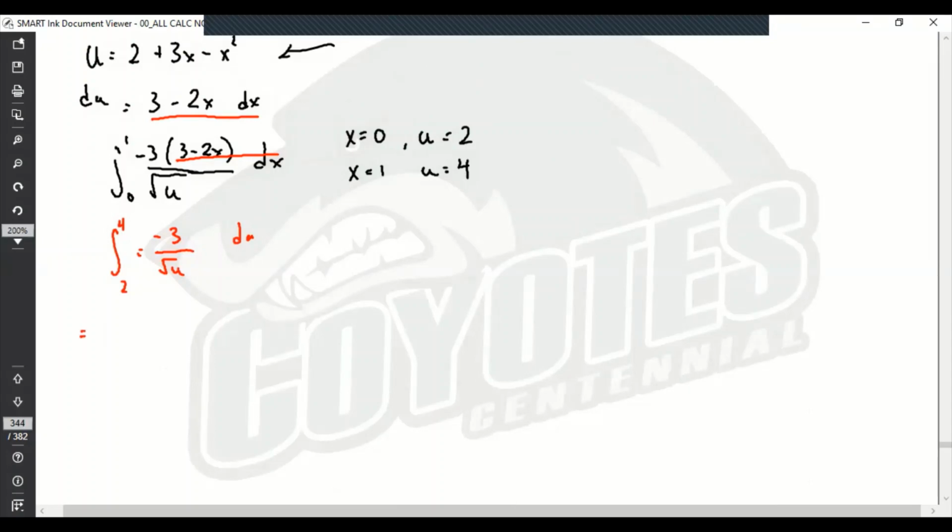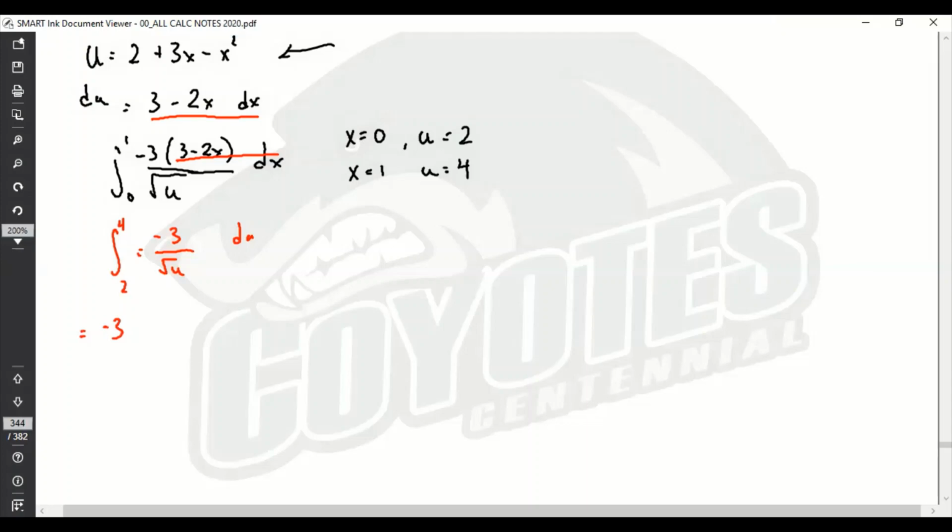So this ends up being equal to -3. This is u to the -1/2, so let's call that u to the +1/2, and we're going to divide that by 1/2. Dividing by a half is multiplying by 2. And this goes from 2 to 4.